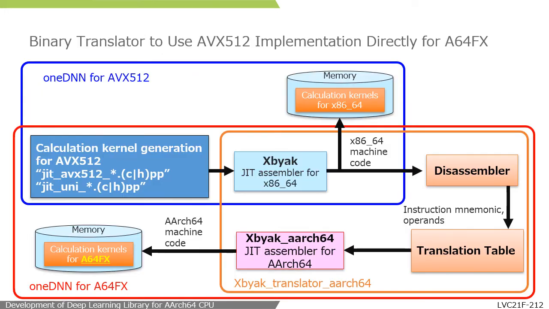Now, I have explained oneDNN for A64 using the translator. If oneDNN is upgraded by Intel, we can run it for A64 by replacing Xbyak in the latest oneDNN with Xbyak translator AArch64. So we can easily provide the latest oneDNN for A64 users.